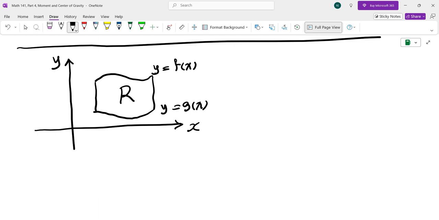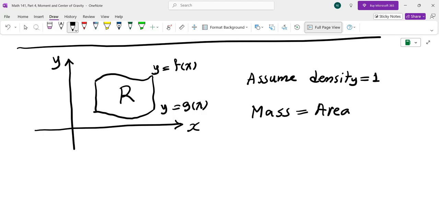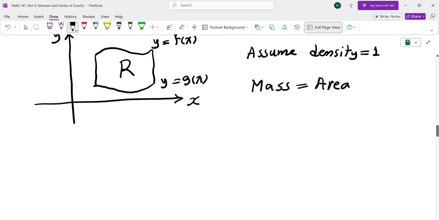Let's assume that density is 1. In other words, the density is the same across this object. If that is the case, then we can basically say that mass is the same as area. So instead of using mass, we're going to use area. So given that, we can find the moment relative to area.